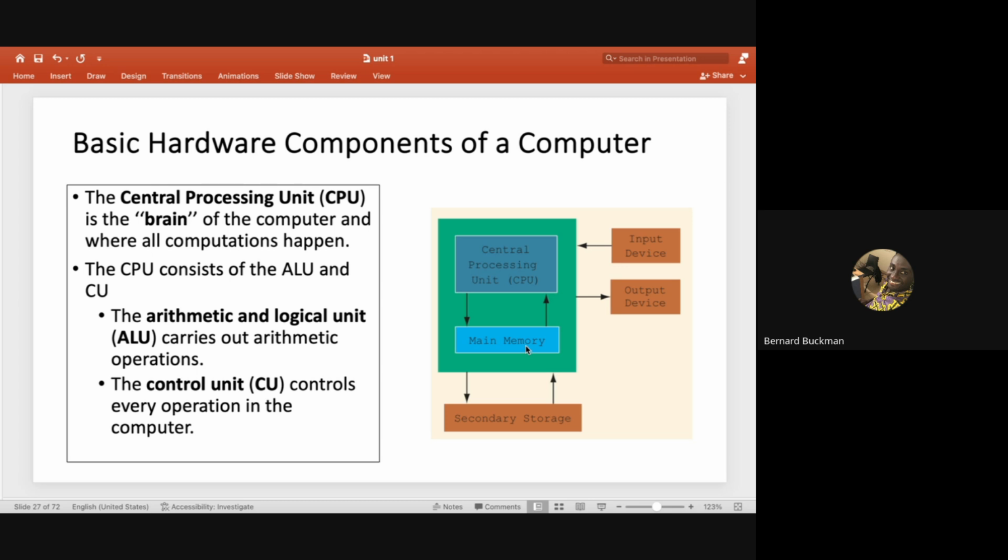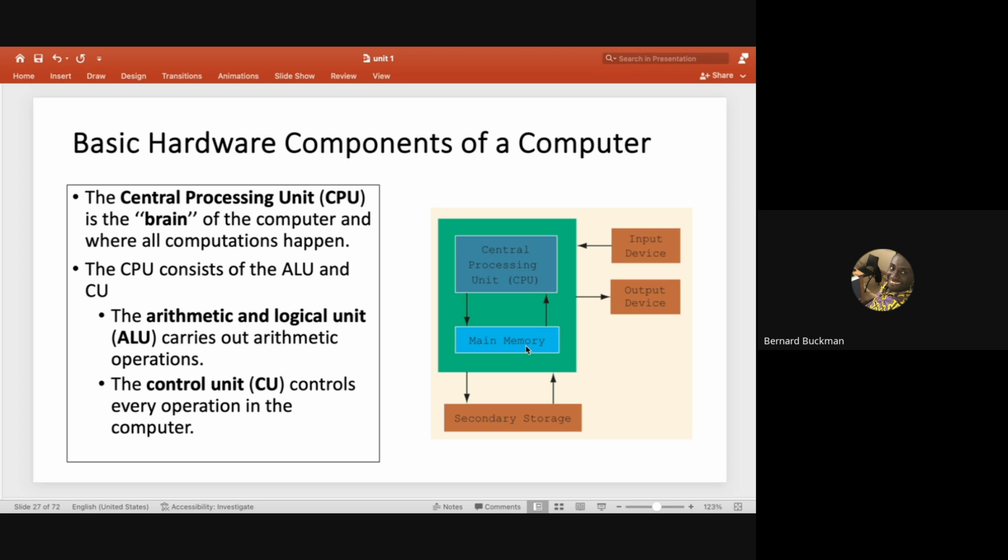When we pick the first part, which is the CPU, CPU refers to what? The brain of the computer. That's where all the processing is done. Every task a computer is supposed to do is done at the CPU. The CPU consists of two key components, the ALU and the control unit.